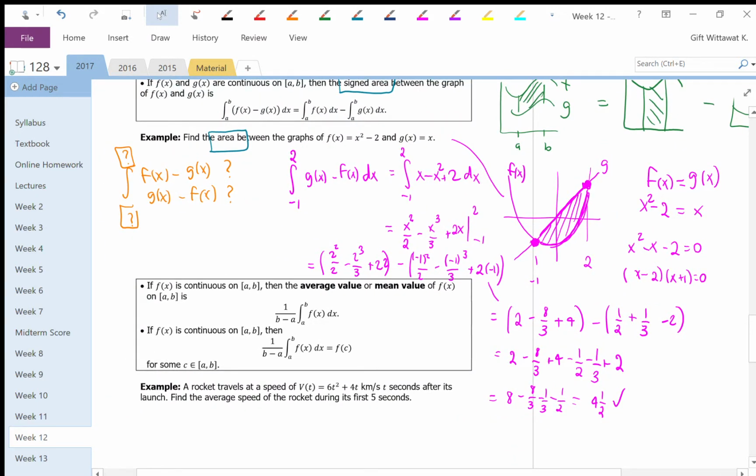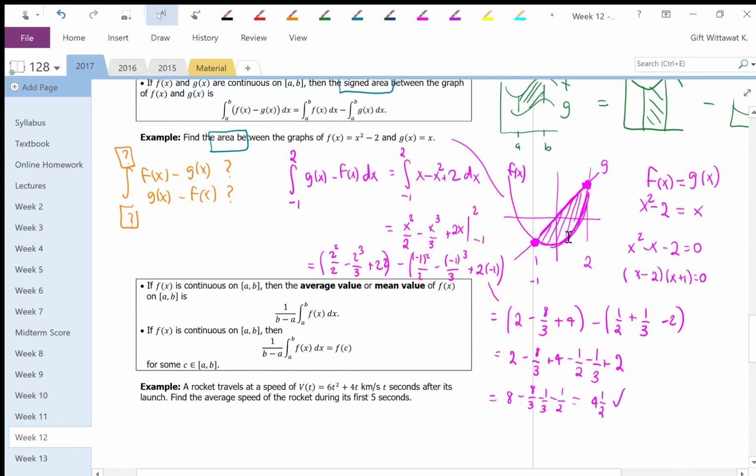So when the question asks you to find the area between two functions, you have to be a little careful, especially for an example like this where they don't actually give you the endpoints. That means you have to find the endpoints, which is when the function values are equal, because that's when the functions intersect. Then you know the endpoints of your integral.